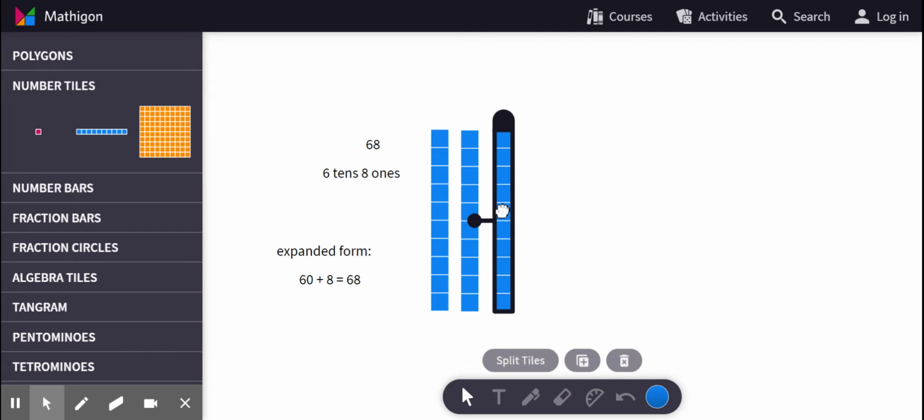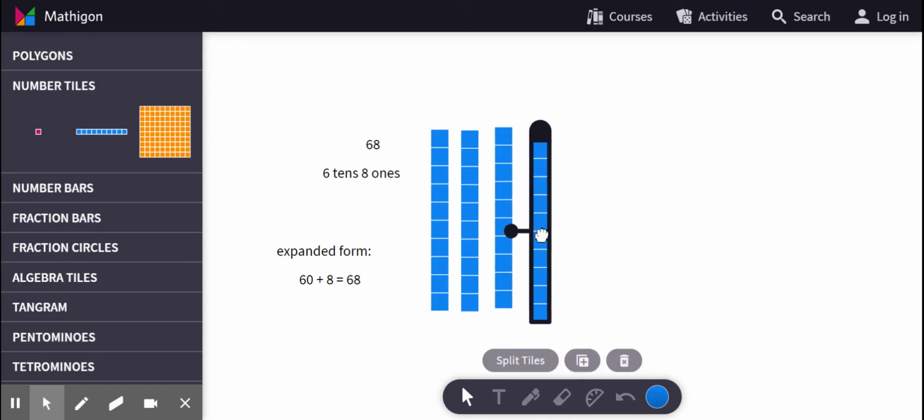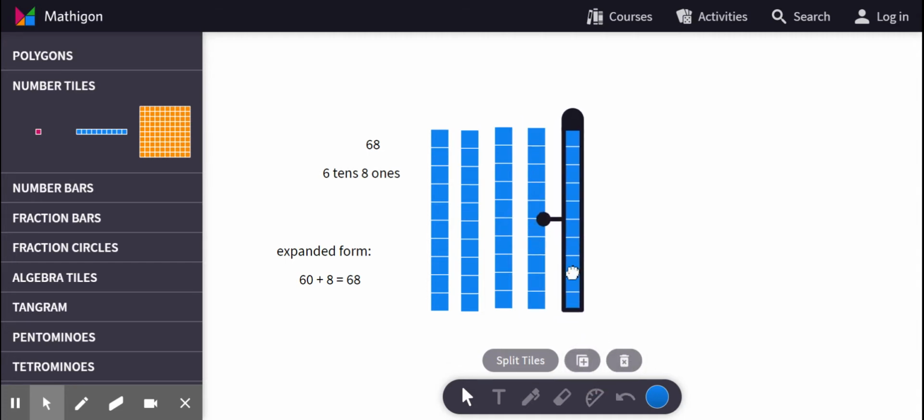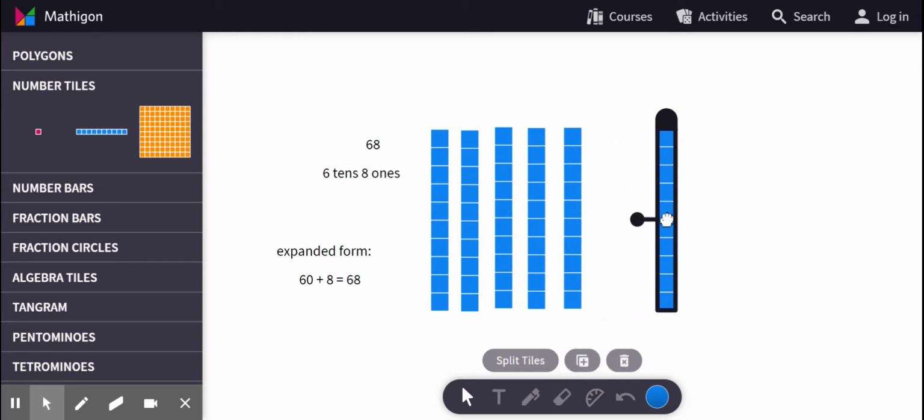3, 4, 5, and 6. Why do you think I put this one all the way over here? What's the point of that? Did you say that because we like to have groups of 5 to make it easier to count? I sure hope so. So here's 5 tens, and then another one is 6 tens.